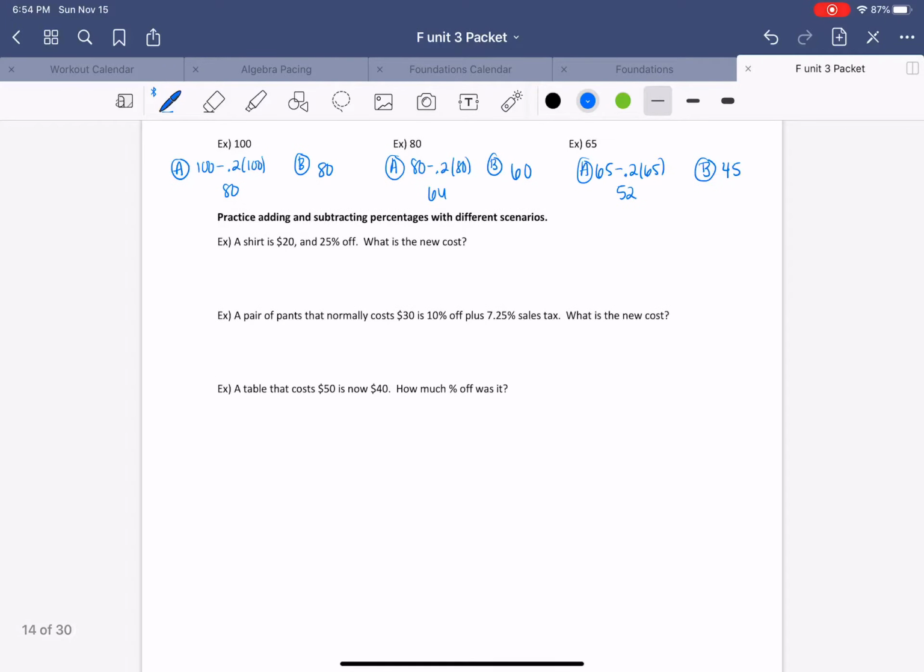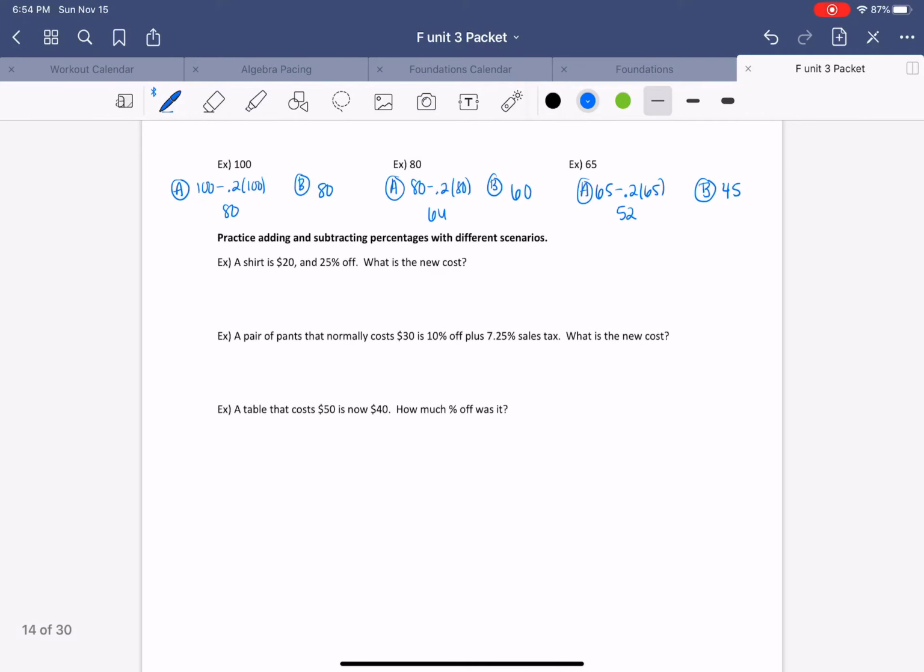We can also add and subtract percentages with different scenarios. So a shirt is $20 and then 25% off. What is the new cost? So I would do 20 minus 0.25 times 20. And that is $15. Pair of pants that normally cost $30 is 10% off plus 7.25% sales tax. What is the new cost?